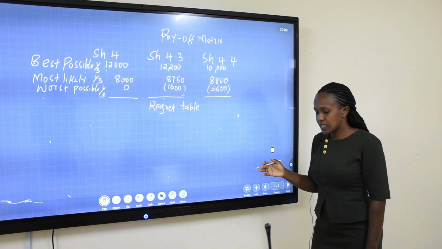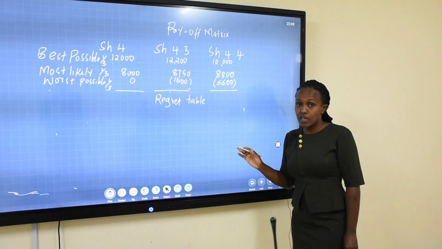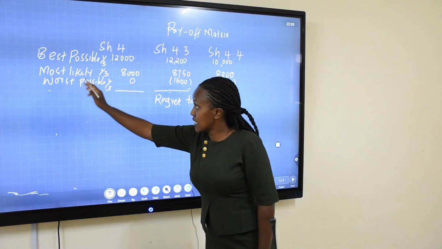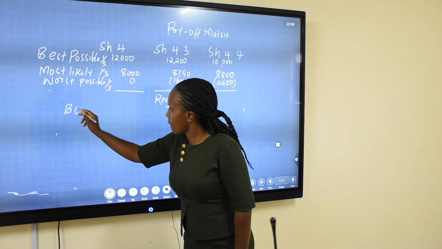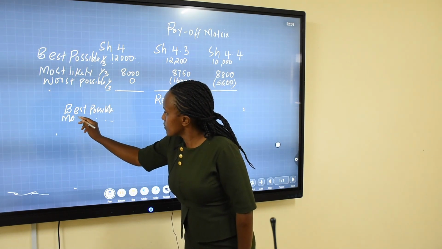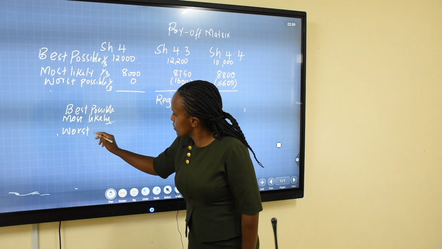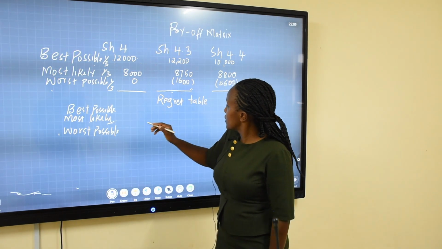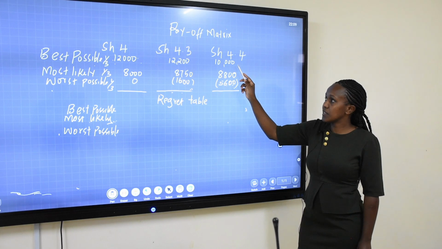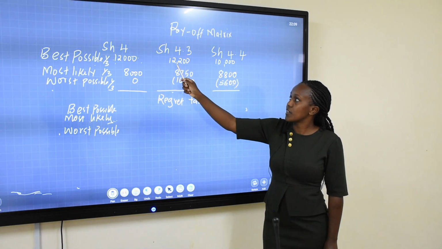And we say the regret table is developed by identifying the best payoff under each condition, and then you subtract the other choices and you're able to get what you call the opportunity loss. So in this case, retaining this here as the best possible, most likely, and the worst possible. We can look at it now in a case of shillings 4 here. Among the best possible now, we are reading in the row across. The best among the best in this case here is 12,200.